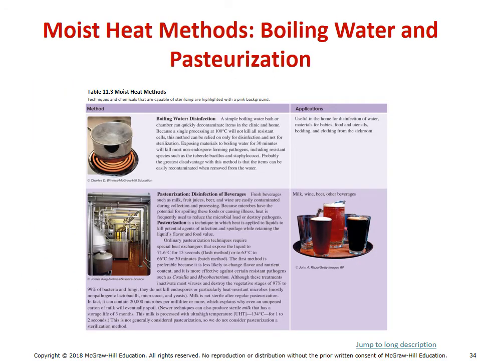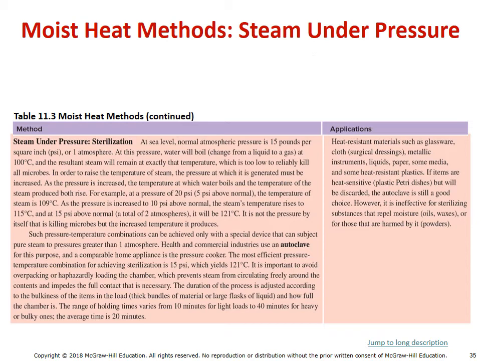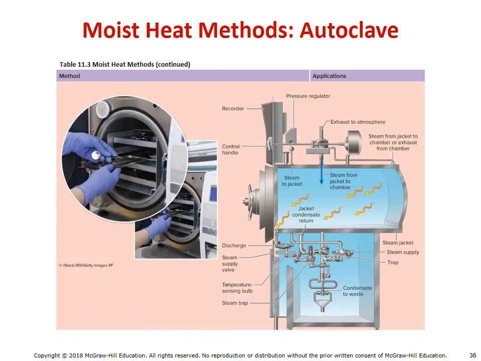So here are illustrations of the different techniques, including your moist heat applications like boiling water and pasteurization. There's even steam sterilization, which is what the autoclave is. Here's a picture of the autoclave. Again, how it works is we're going to have temperature, moisture, but also pressure. By applying pressure, we can push that moist heat into the cell more effectively, creating more death.